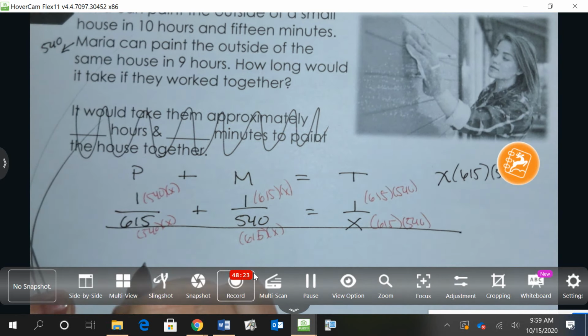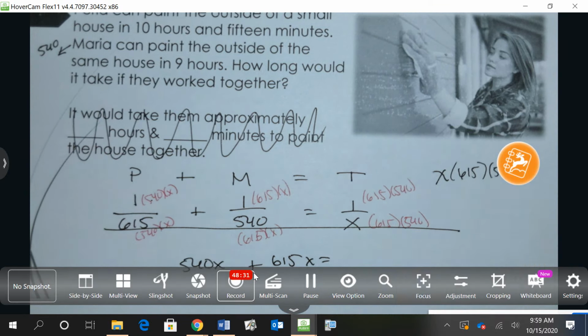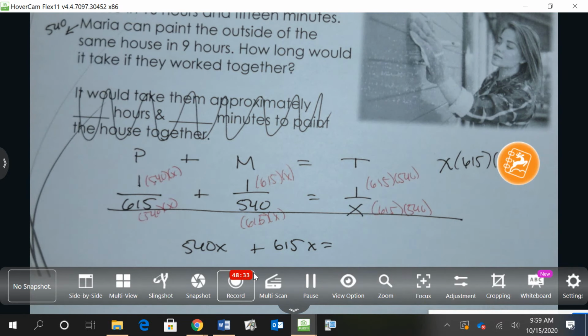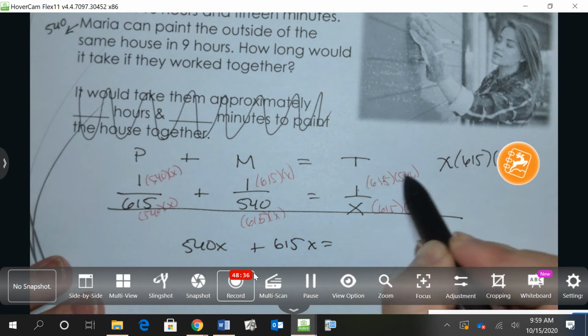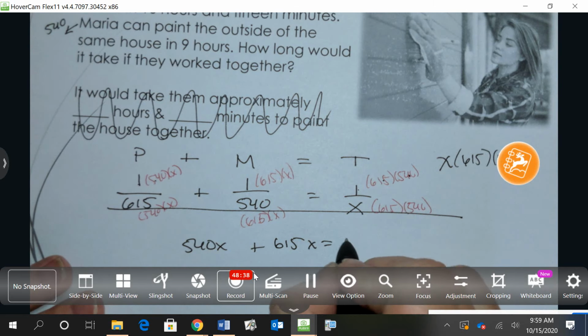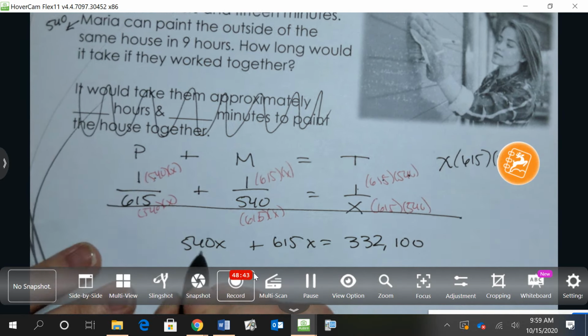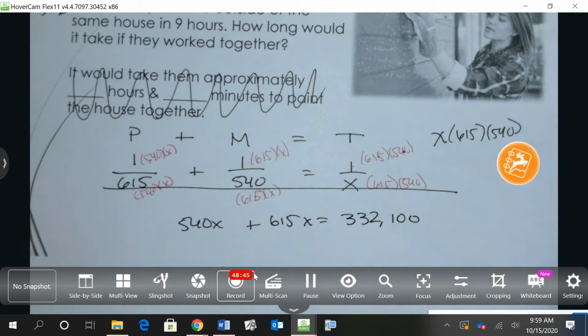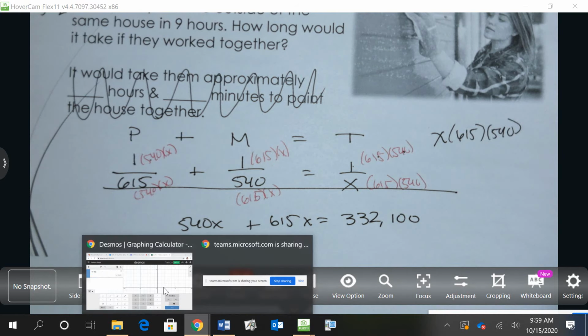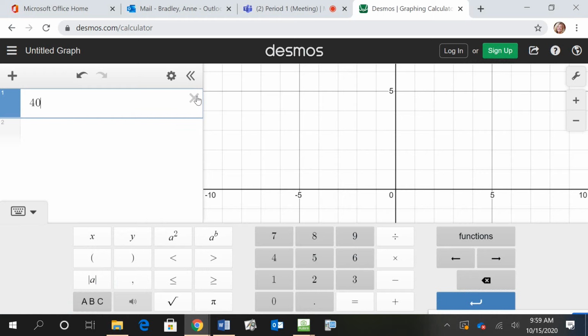Okay, so I have 1 times 540, 1 times 615, and a really large number here. Now, I've already done this with a previous class, so I'll tell you that if I multiplied this in decimals, we'd end up with 332,100. And I'm going to continue to solve again. So I'm going to take 540 plus 615. Make sure I added those correctly. Here, give me 1 second, okay?